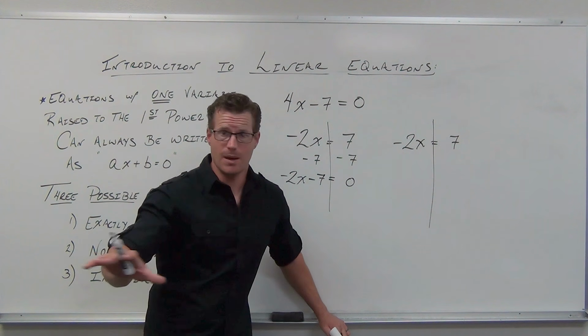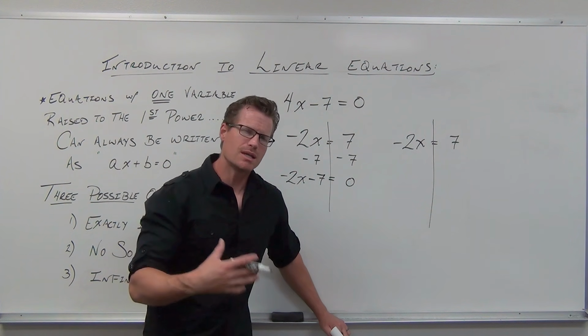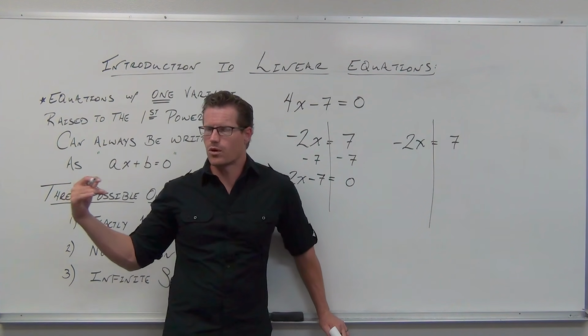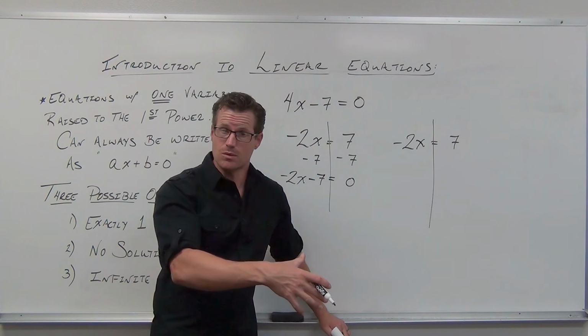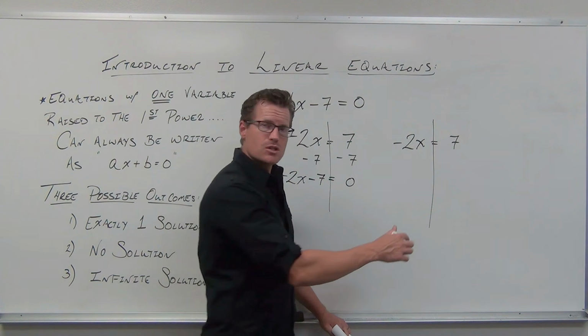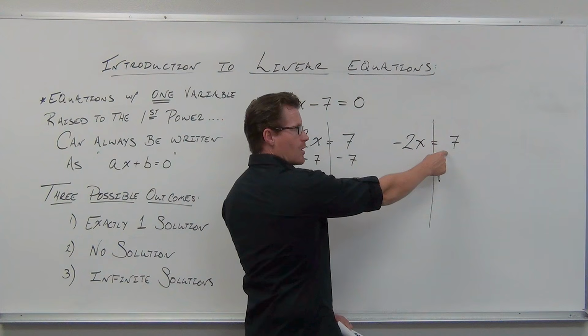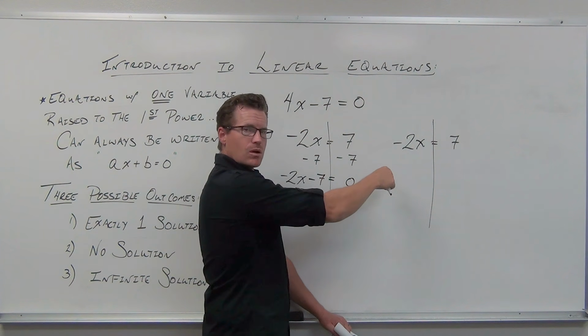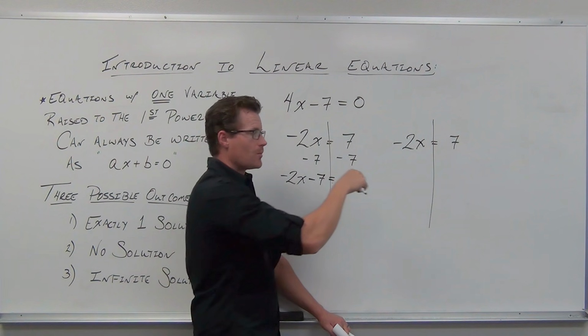Now, I'm not solving. I'm not trying to get you to solve. I'm trying to get you to write this in the correct form, ax plus b equals 0. So we want a 0. What if I don't want to make this side 0? What if I want to make this side 0? That's still okay. It'd still be that form.